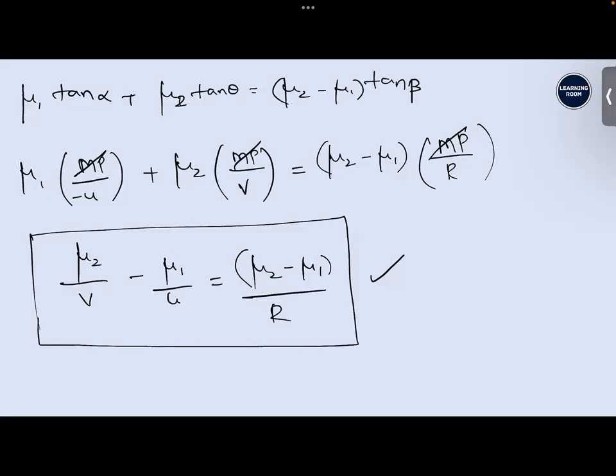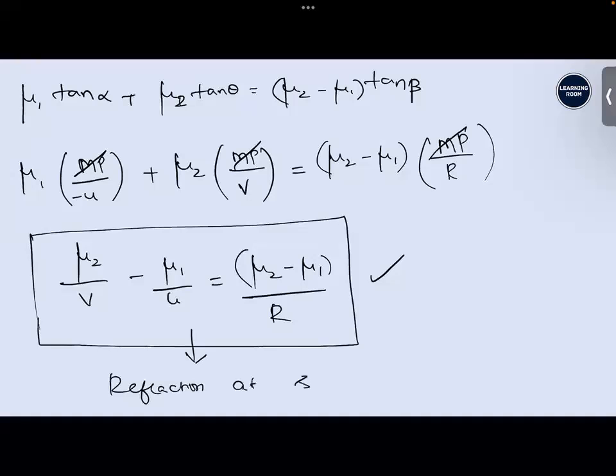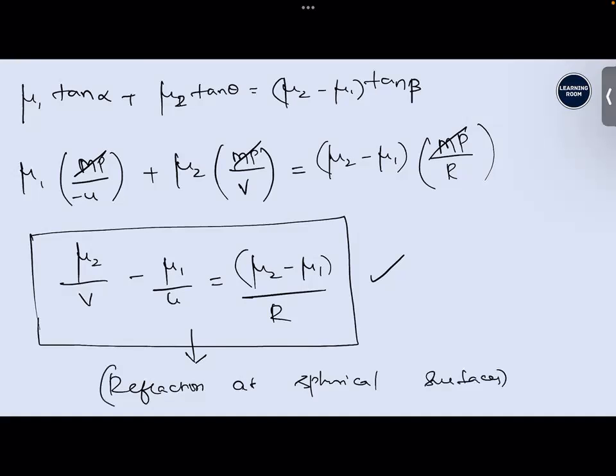So this is all about refraction at spherical surface. Remember this formula. So it is called as refraction at spherical surfaces, and the formula says mu2 by v, refractive index of the medium in which the image is there divided by v, minus mu1 by u is equal to mu2 minus mu1 divided by r. Okay. Is it clear?